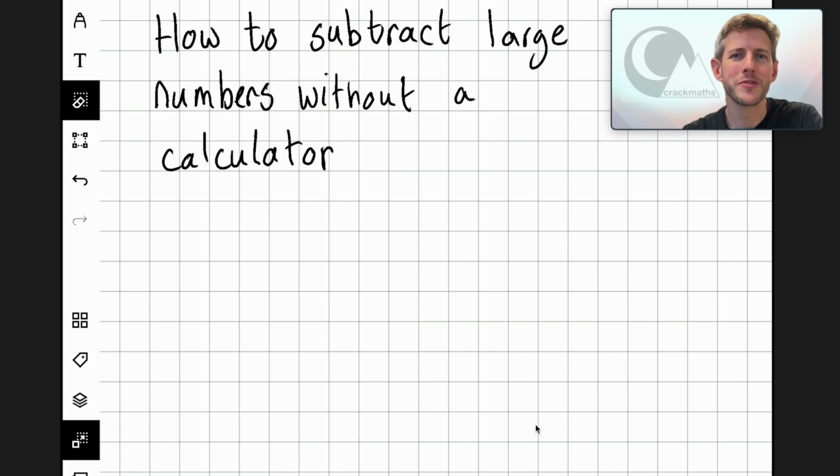Hello, and welcome to this tutorial on subtracting large numbers without a calculator. In this tutorial, we're going to look at the steps you take in order to take one large number away from another. So, first of all, let's come up with two large numbers.